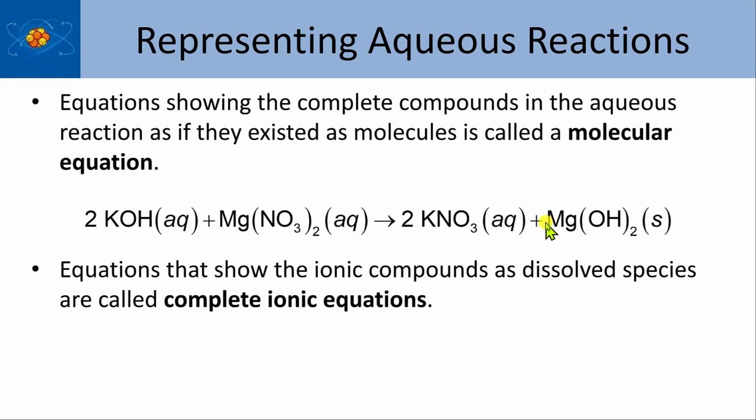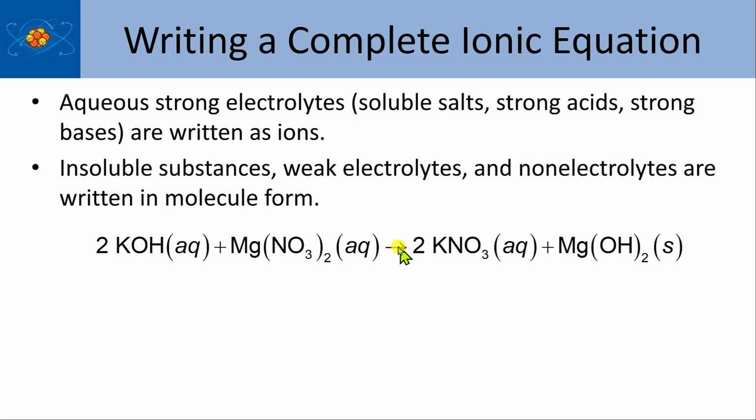Now, there are two other kinds of equations that we use that are very common, and one's called the complete ionic equation. Basically, everything that breaks up into ions, we write as ions in the complete ionic equation. Now, when you go to write one, this is the list of things that you'll break up into its ions. So aqueous strong electrolytes is the general class, but soluble salts, strong acids, and strong bases are written as ions. If it's insoluble or a weak electrolyte or a non-electrolyte, we leave it written in molecular form.